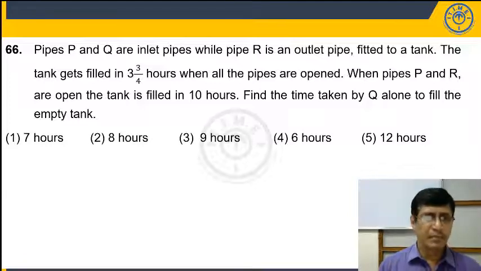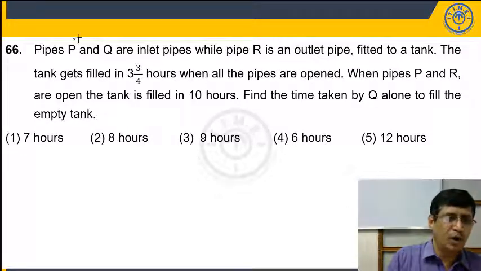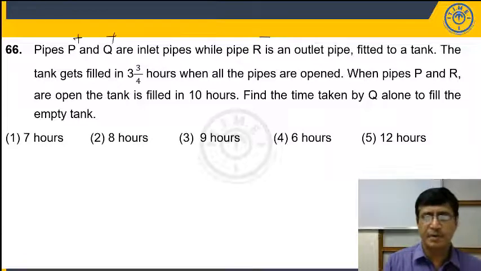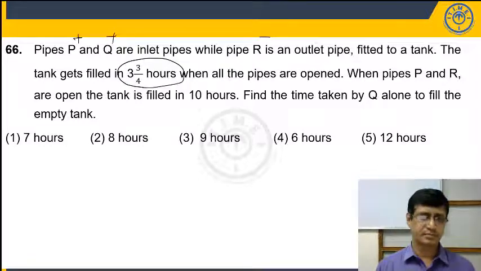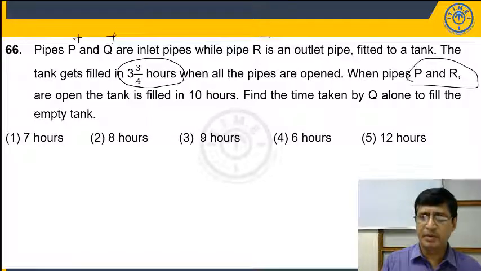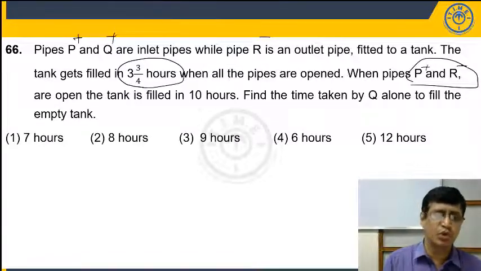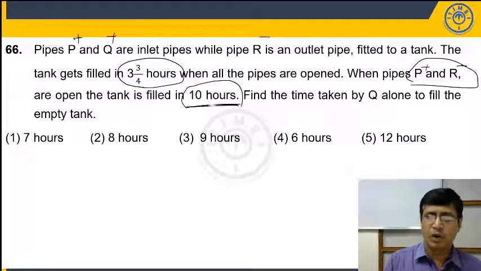Okay. P plus Q minus R. P and Q are the filling pipes, R is the emptying pipe. When all three are open together, it takes 3 by 4 hours. Whereas only P and R means P is the filling pipe, R is the emptying pipe. When these two are open, how much time is it taking? 10 hours. What to find? Q alone. From all together, when you subtract P and R together, you will get the value of Q.